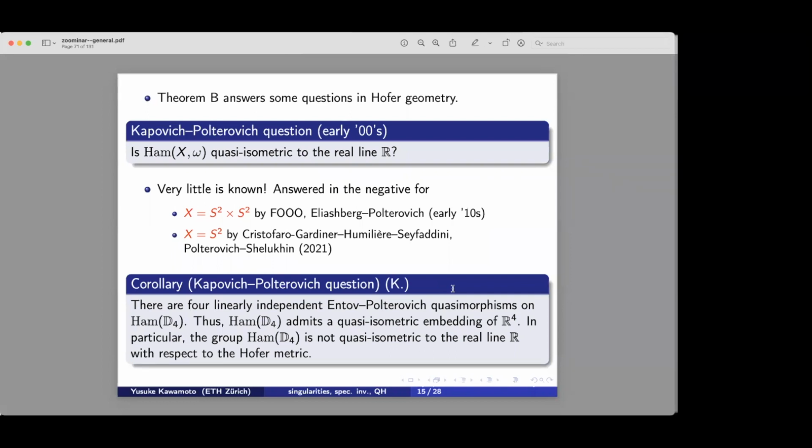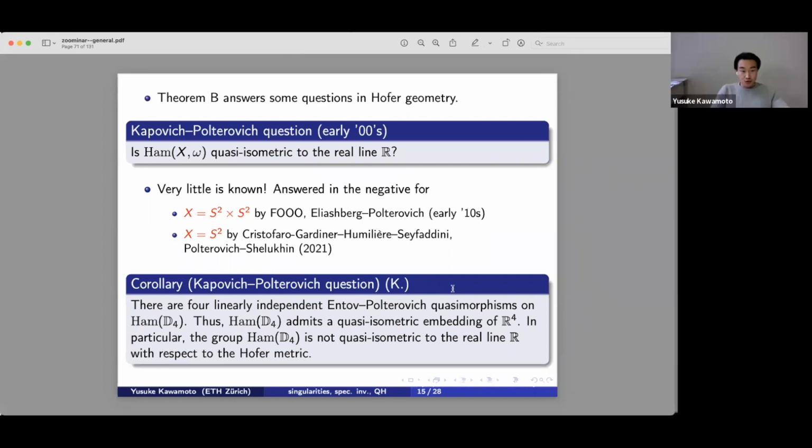Okay. I'm sorry about not being super clear about the Hofer geometry part, because I didn't intend to spend a lot of time on it. But once again, I'll go back to Umut's question at an appropriate point. All right.